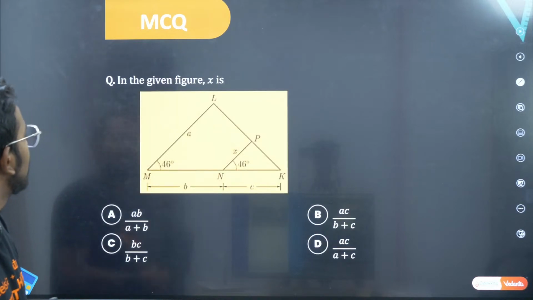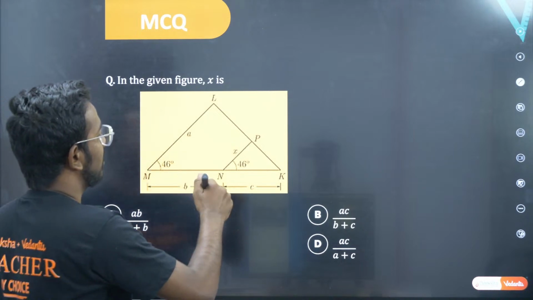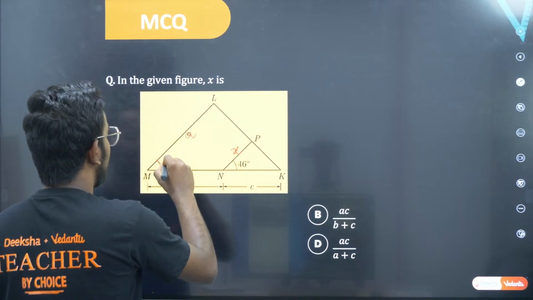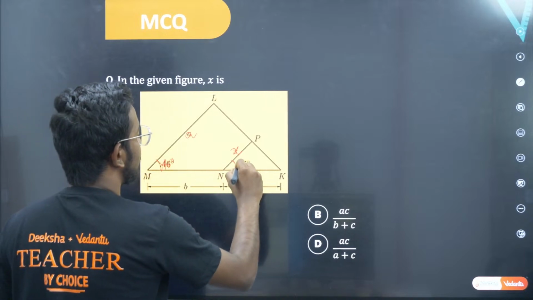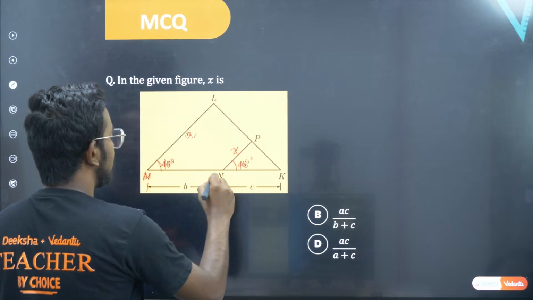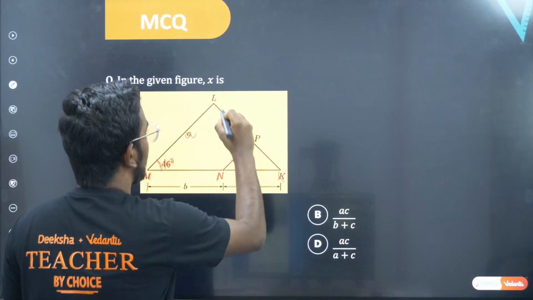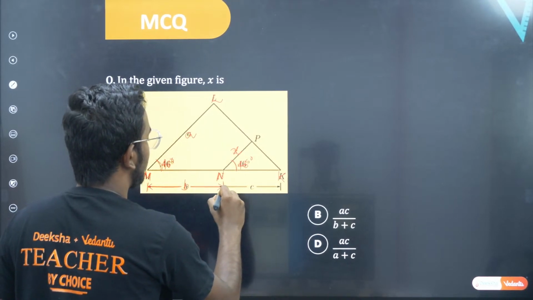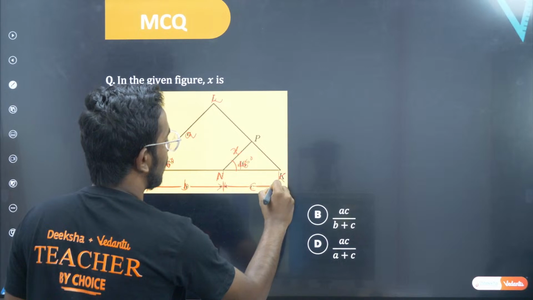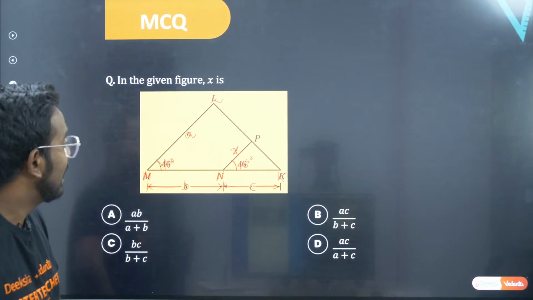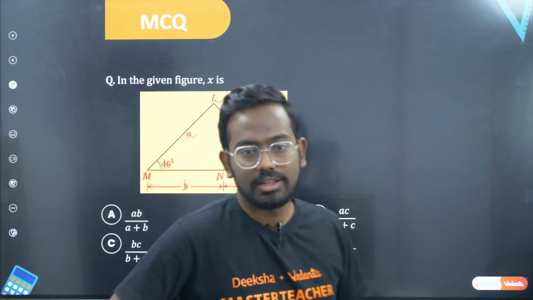So the next question says, in the given figure, what is x? So this is x, a, and this is 46 degree, and this is also 46 degree, and this is m, this is n, this is k, and this is l, and this is b, small b, and this is small c, right? So now you have these things given. They have asked what is the value of x, in terms of a, b, c, are the options, right? So how do you get this?